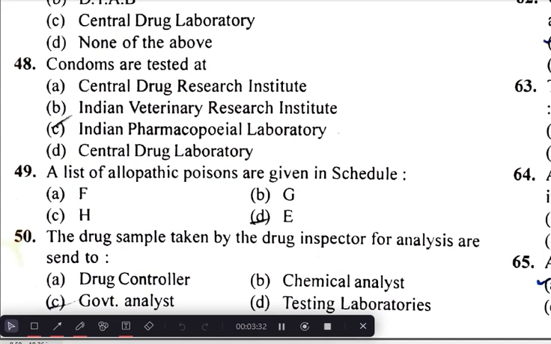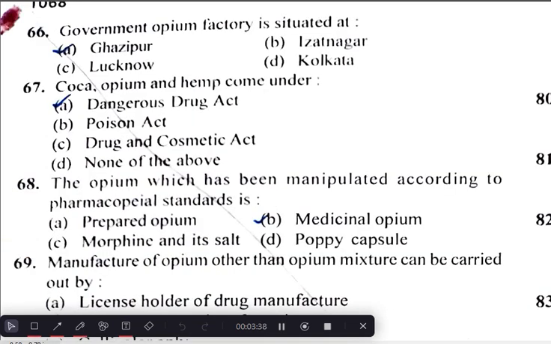The drug sample taken by an inspector for analysis is sent to the government analyst. The government opium factory is situated at Gazipur. Coca, opium and hemp come under the Dangerous Drugs Act. The opium which has been manipulated according to pharmacopoeia standard is medicinal opium.